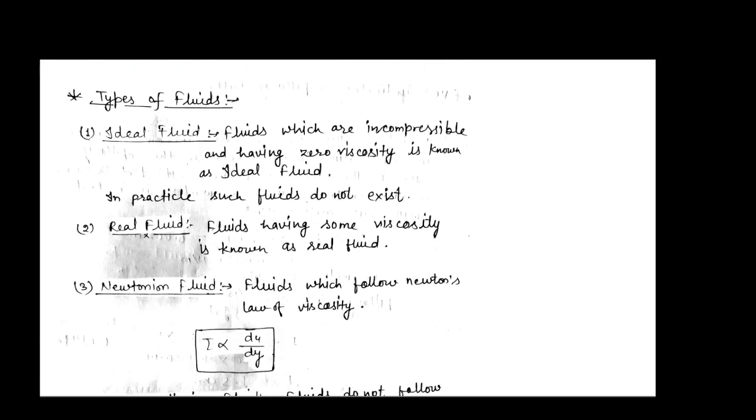Now we move further to the types of fluids. There are different types of fluids, but some of them are listed here, which will be useful for a better understanding of hydraulics. The first one is the ideal fluid. As the name suggests, fluids which are incompressible and have zero viscosity are known as ideal fluids. But no such fluid exists in practice, so it is an imaginary type of fluid which is incompressible and has zero viscosity.